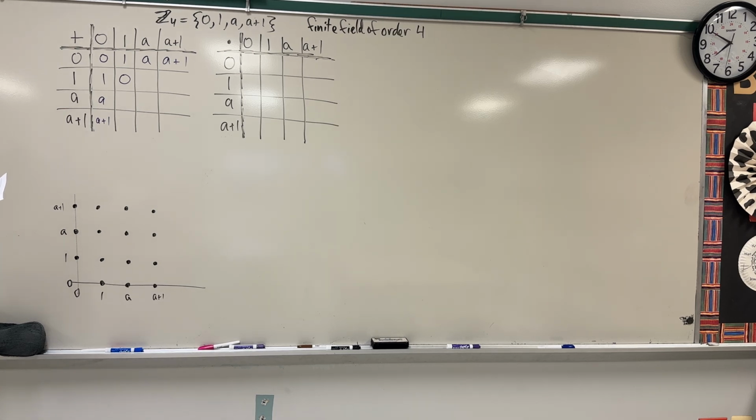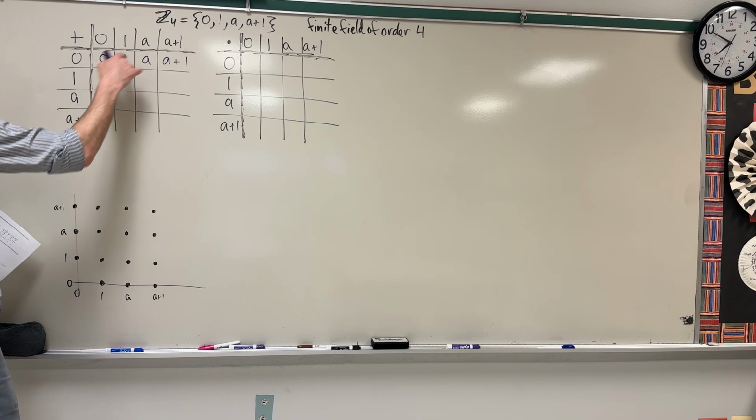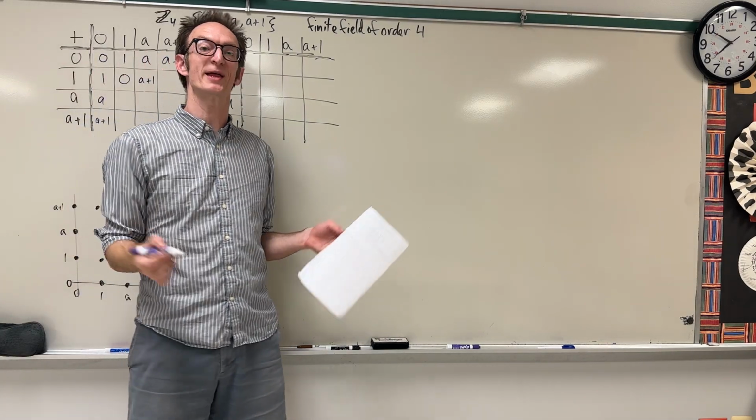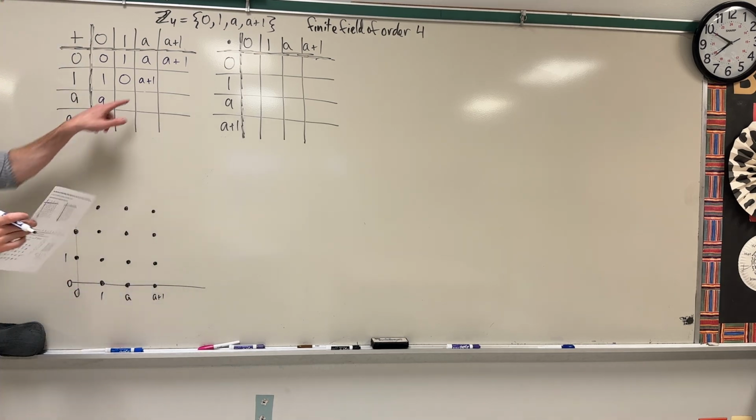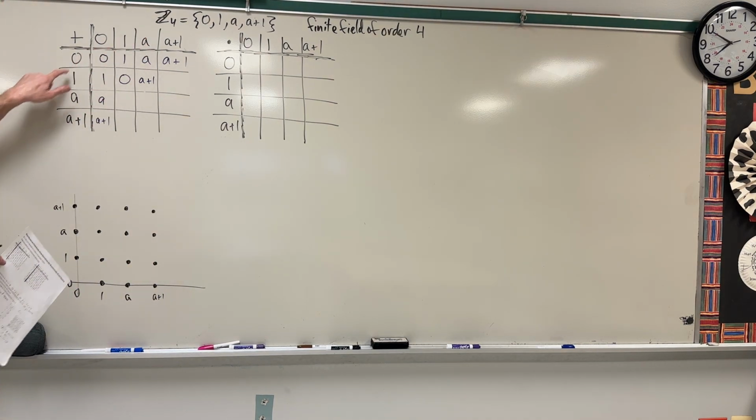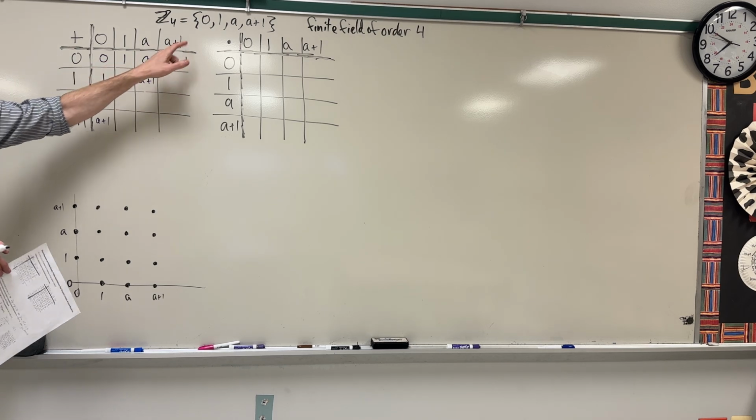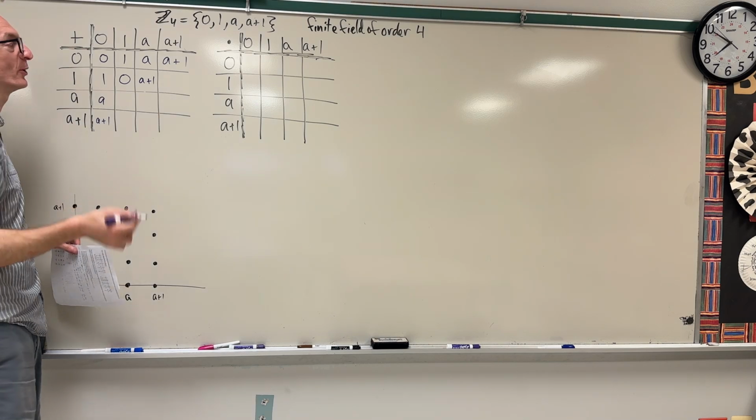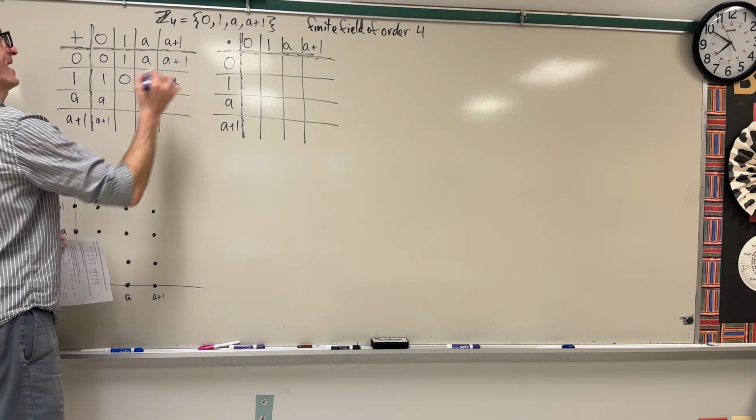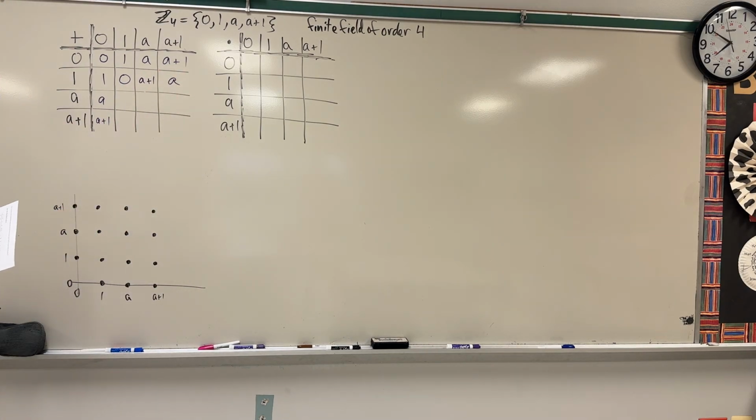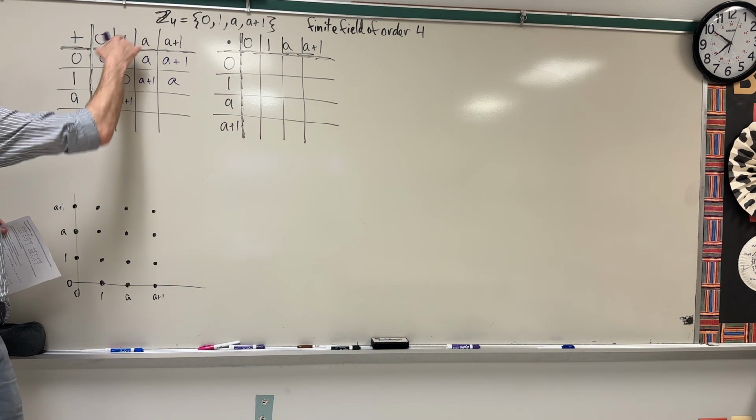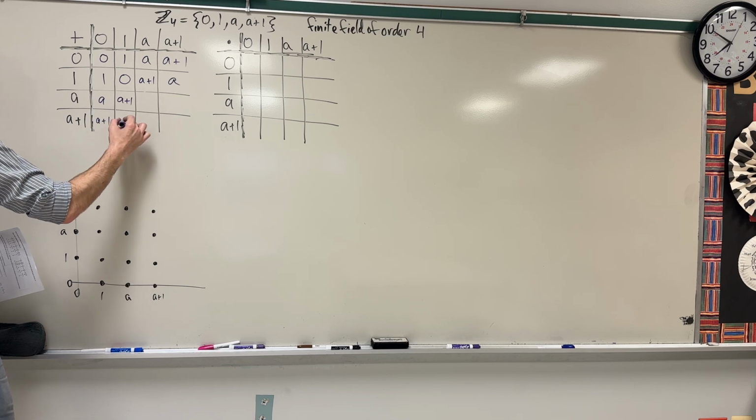All right, so what happens when you add 1 to A? Well, you get A plus 1. So it's nice to call it A plus 1, because it reminds us how to add these two elements. And what about 1 and A plus 1? Well, 1 plus 1 is 0, so A plus 1 plus 1 is A plus 0, so that just goes back to A again. Similar thing going on over here. A plus 1 is A plus 1, and A plus 1 plus A plus 1 is A.